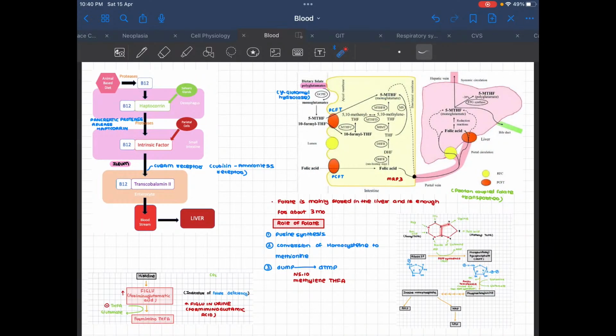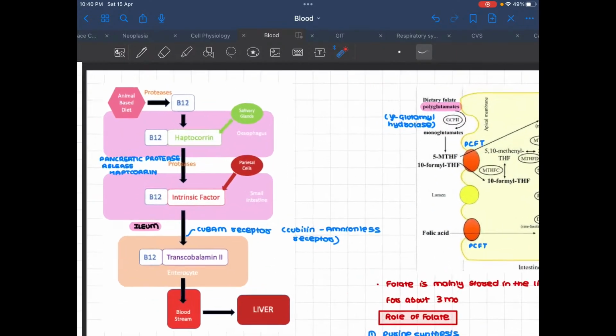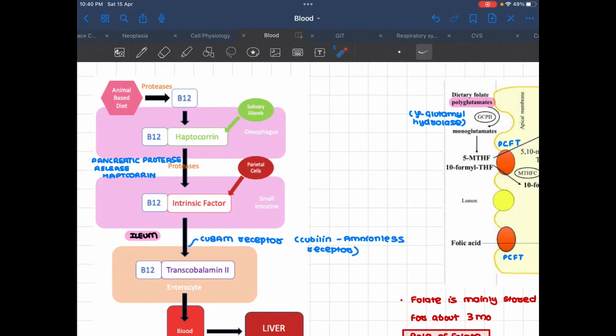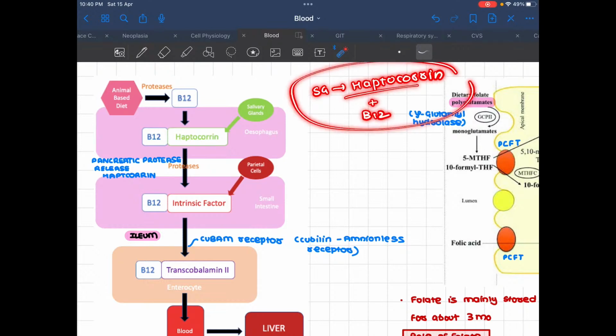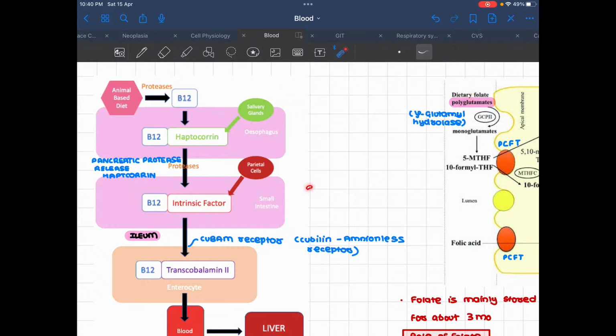Now we're going to talk about your B12 transport. The B12 transport, again, starts from the saliva only. The salivary glands release something known as haptocorrin. So this haptocorrin is going to bind with your B12. Okay, right. Now what's going to happen? Now it's going to enter into the stomach. And what do we have in the stomach?